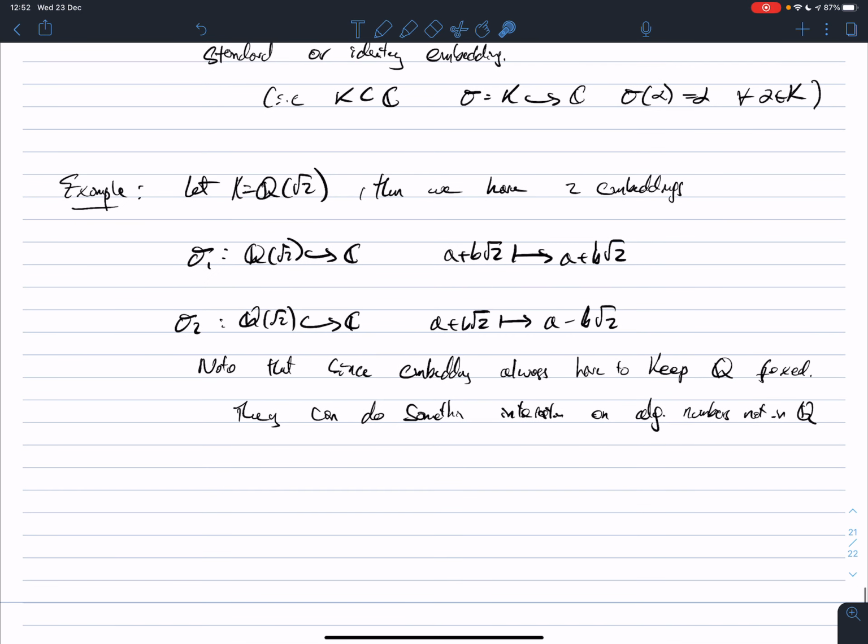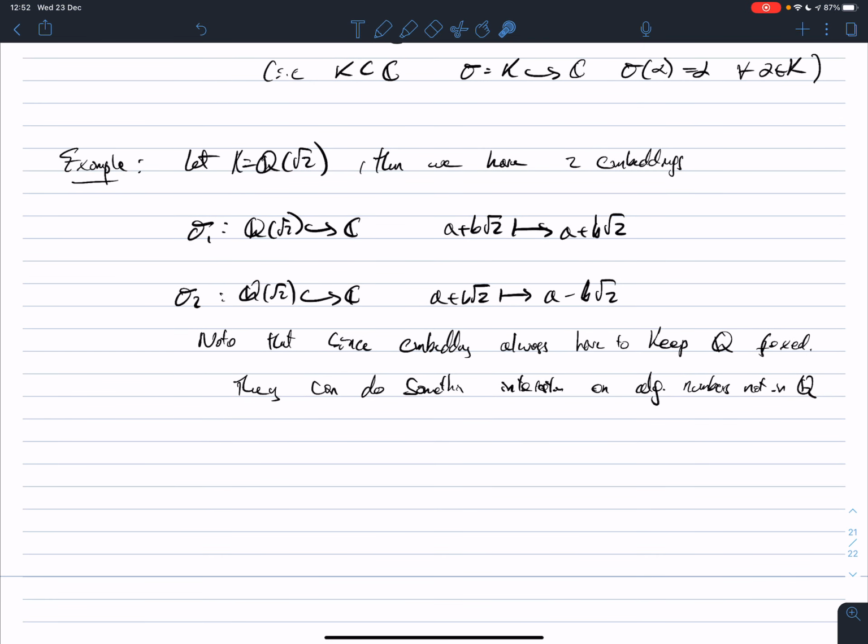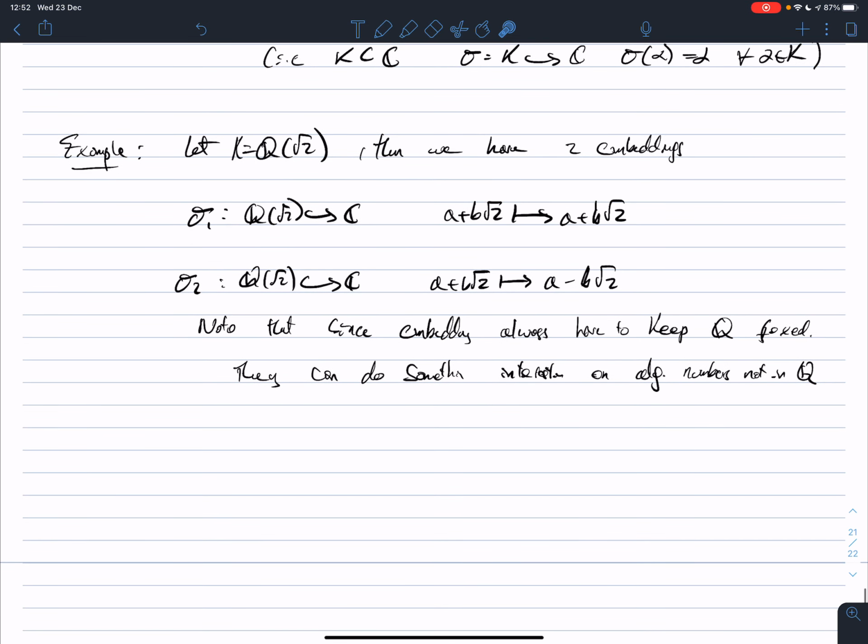I haven't proved this yet, but we'll see in a bit that when you have an embedding, it's always going to have to send an algebraic number to one of its conjugates. So here the first one just sends root 2 to root 2, and the other one sends root 2 to minus root 2, and root 2 and minus root 2 are conjugates. But let's continue with this example and somehow extend this.